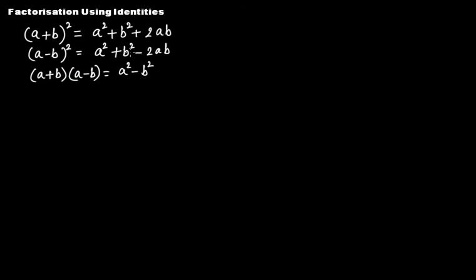Okay, now we have to solve some problems based on these three identities. So we have to factorize x squared plus 8x plus 16. Now if you remember the two methods that we have discussed earlier, that is factorization by regrouping and factorization by common factors, you cannot apply them here. If you look at this expression properly, you cannot apply those two methods. Then in that case, you have to remember these three identities.